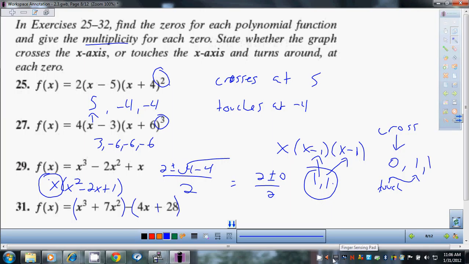Was that your question? Oh. Well, what would be your first step in factoring this equation?